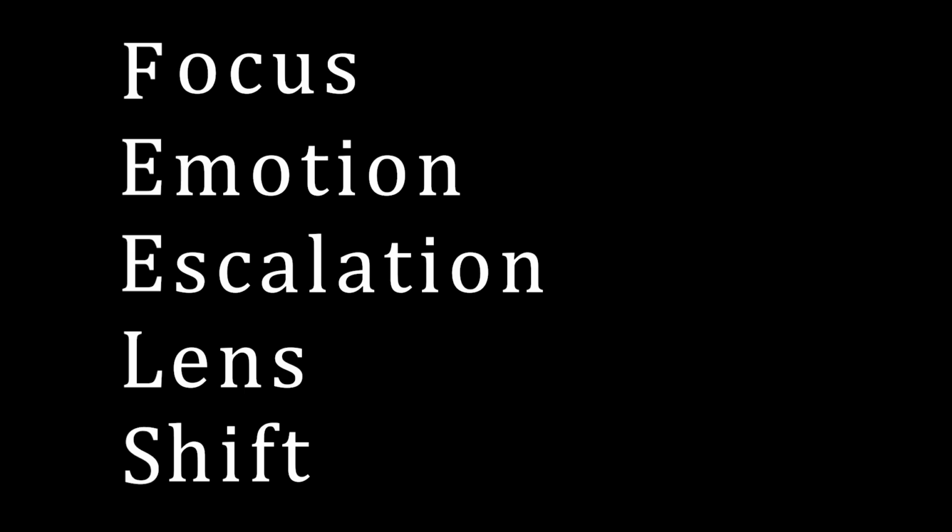So that's the FEELS method. F is for focus, one clear goal for this specific scene. E is for emotion, feelings that drive action. E is for escalation, obstacles and something to lose. L is for lens, your character's unique worldview. And S is for shift, something changes by the end of the scene. Writing a strong scene is not about luck, and it is not about endless revision. It's about understanding what makes scenes work.